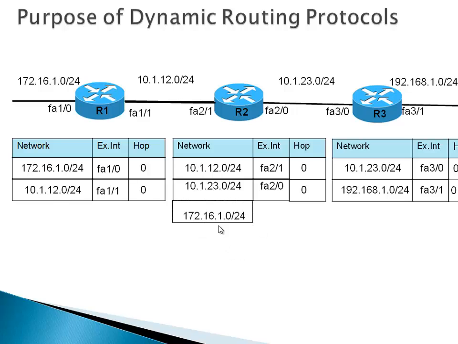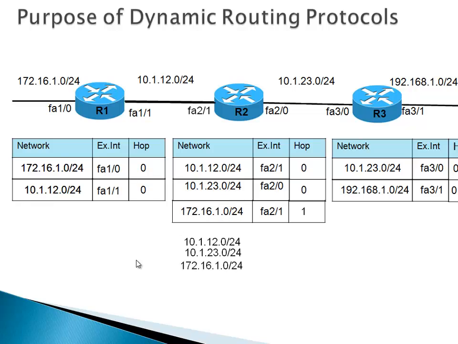So it's going to put 172.16.1.0/24. How did I learn this network? It came from this interface. So to get to that network, I'm going to use that interface, FA2/1. And that's 1 hop away. It came from router 1, so it's 1 hop away. Now router 2 will make a similar advertisement to router 1. So it's going to put all its networks in the packet and send them to router 1.